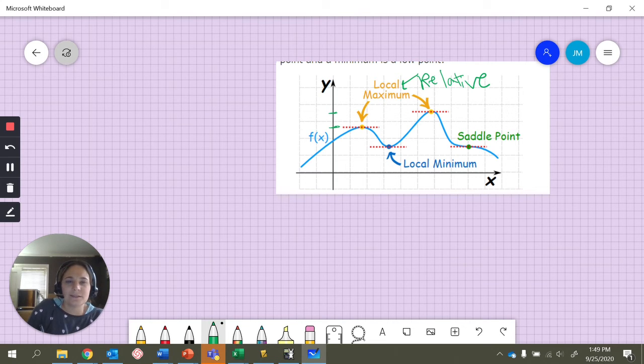Now, I don't want to say that there's an absolute minimum yet because I don't really know what's going on with this function. Like, there's no arrow, so does it stop? If it stops, then I guess this is an absolute minimum here.